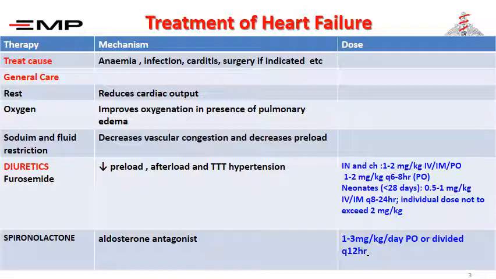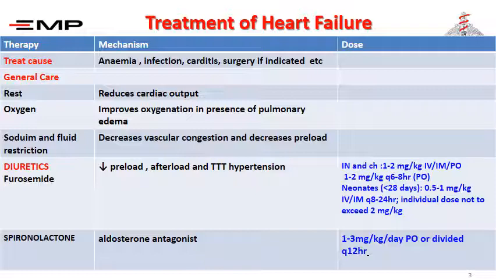The number one step in treatment is to treat the cause. The patient might be severely anemic or have lost blood, and that's why he's in heart failure. So we give blood to correct the anemia. Treat the infection. If the patient has carditis, treat accordingly. Or maybe there is a congenital or valve lesion that needs to be surgically corrected for the complete management of heart failure.